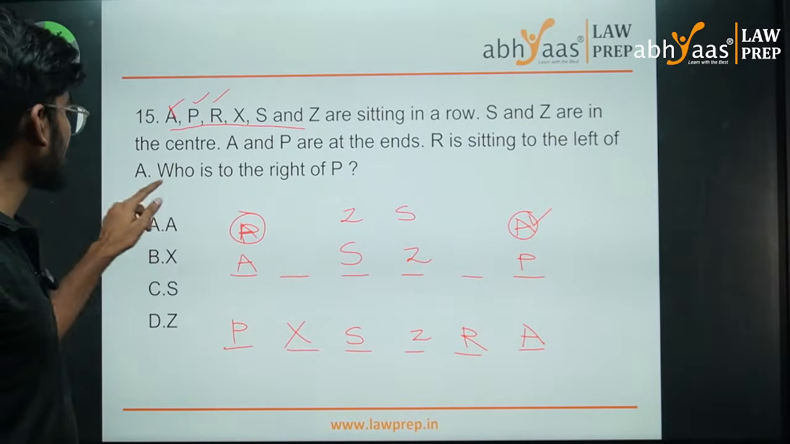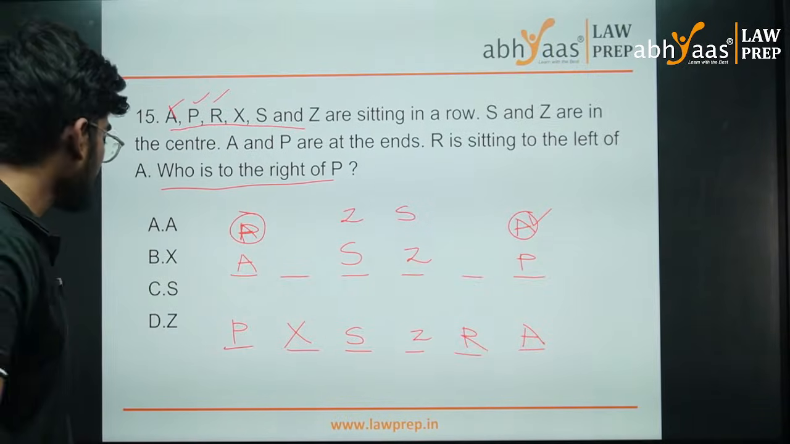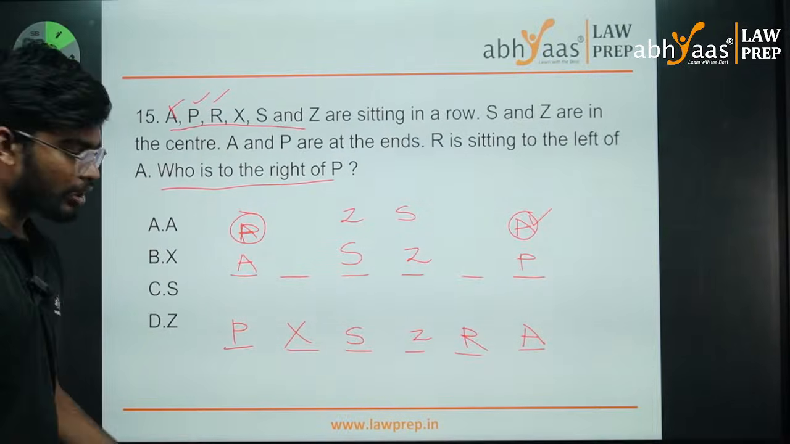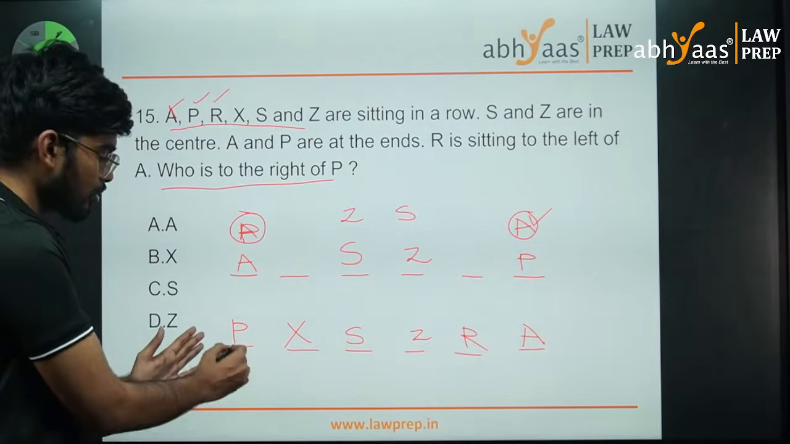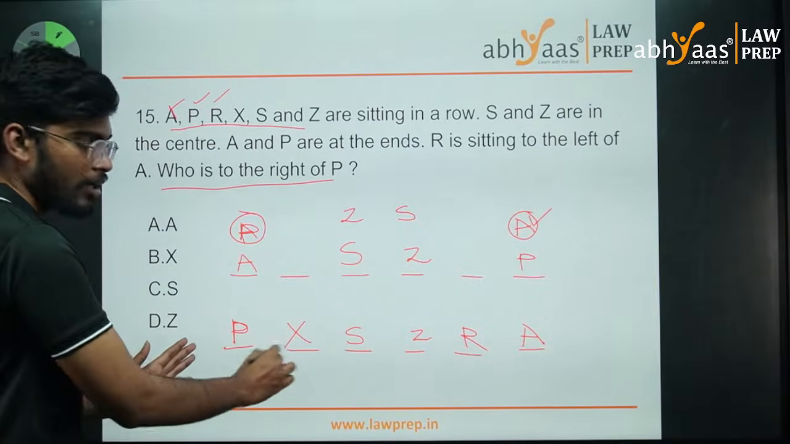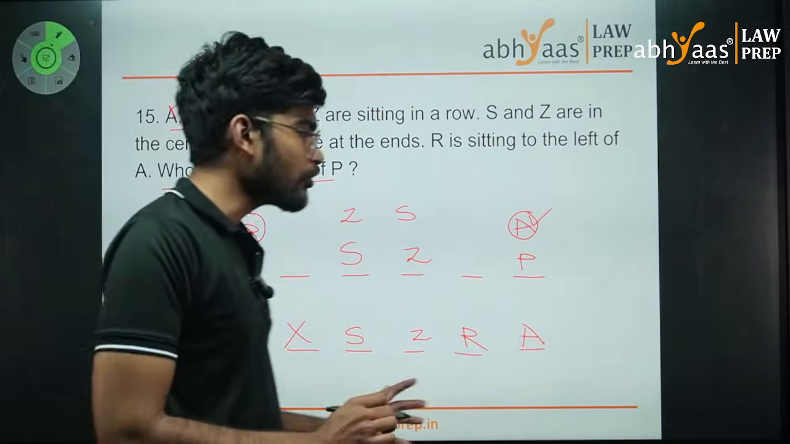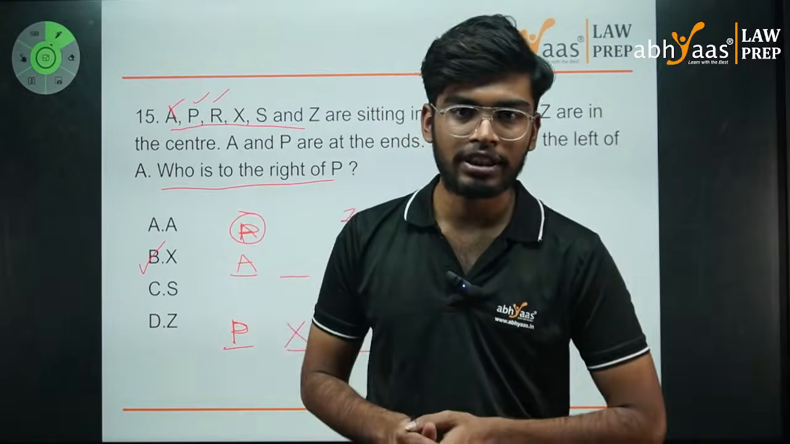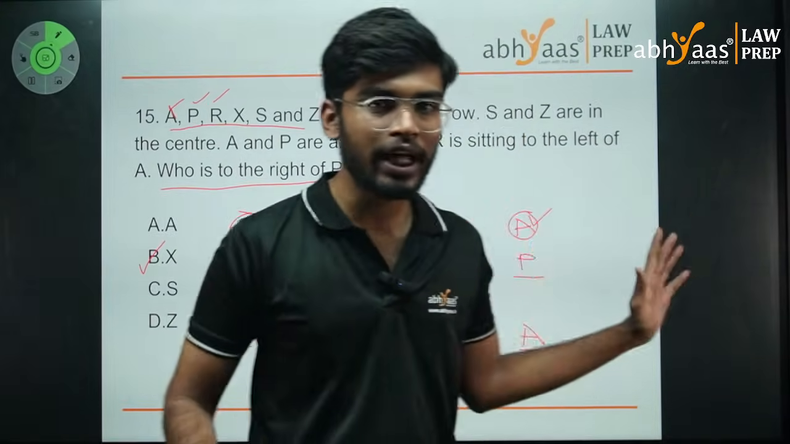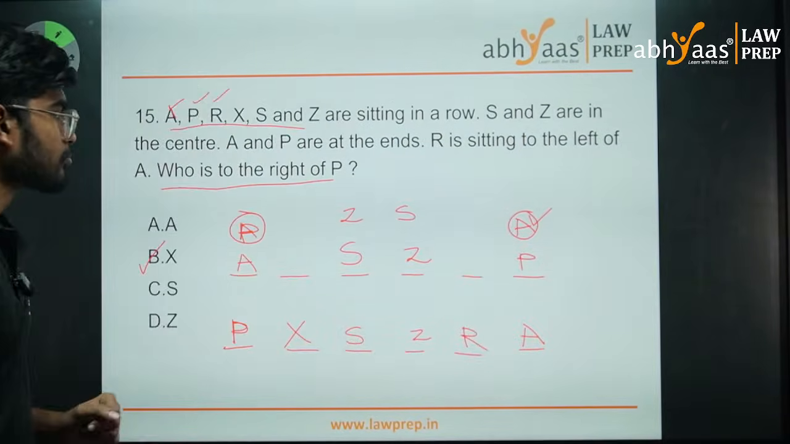Now, what is the question? Who is to the right of P? Yeah, who is to the right of P? This is right and this is left. As P is in the left extreme end, right of P is X, obviously. So, this is how you are supposed to answer this kind of questions. I hope I am very clear because I took time to explain. Next.